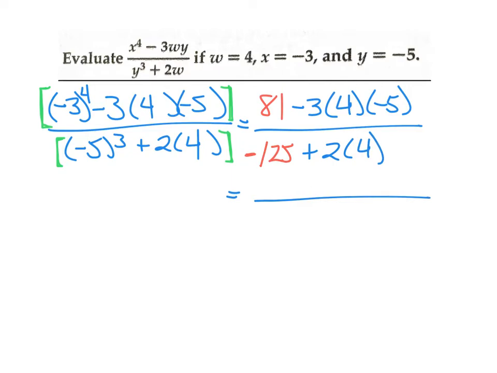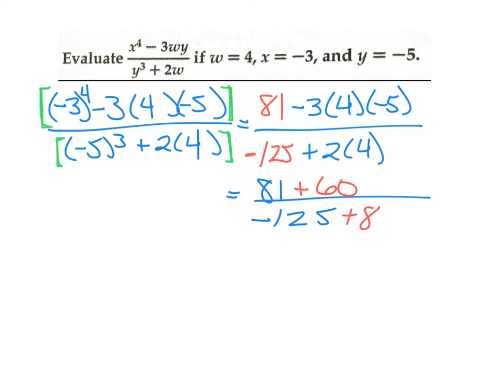As we continue with our fraction, take the numerator and the denominator separately. In our numerator, we have our multiplication happening here. So we're still left with that 81. And we have to do negative 3 times 4 times negative 5. The negative times negative will make things positive, so we'll put a plus in there. 3 times 4 is 12, and 12 times 5 is 60. In our denominator, we start off with that negative 125, and we have plus 2 times 4, 2 times 4 being 8.